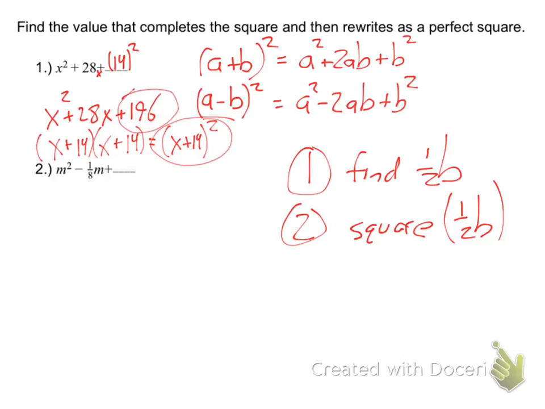So I found the two values that I'm looking for. I'm finding the value that completes it. It's 196. And I wrote it as a perfect square trinomial, or perfect square binomial, sorry.